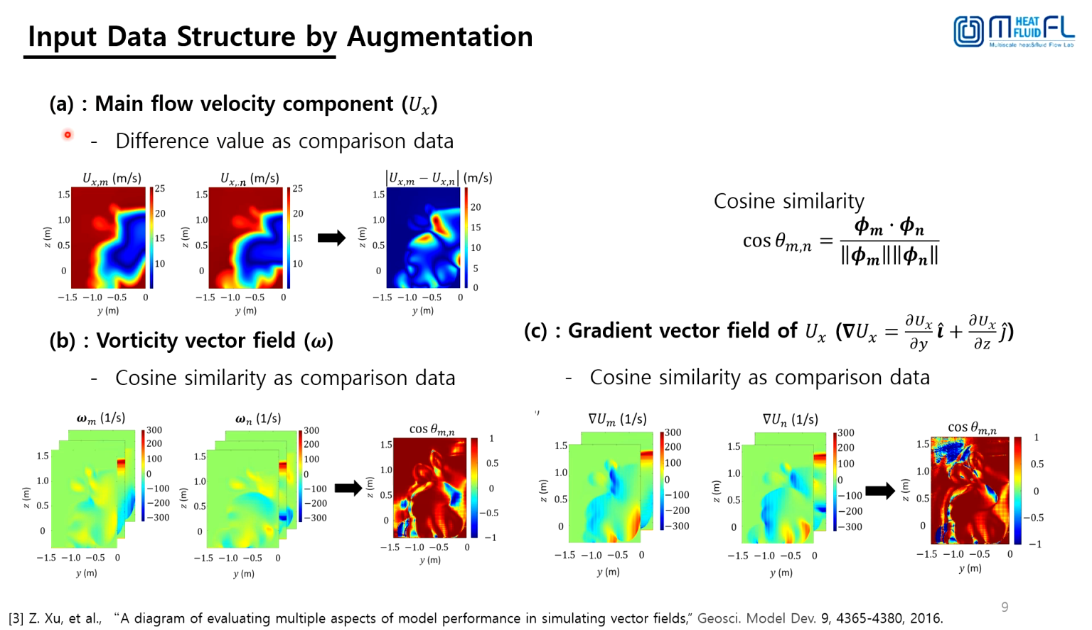The first approach involves using the main flow component difference, specifically the variation of UX, which had been utilized for evaluator-based analysis. The second is cosine similarity between two vorticity fields. Cosine similarity can quantify the similarity of patterns between two vector fields. For the third, similar to the second one, cosine similarity is calculated for the gradient vector fields of the UX velocity component.